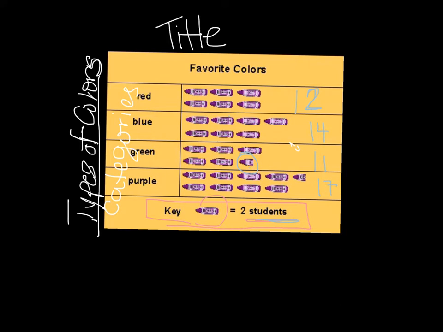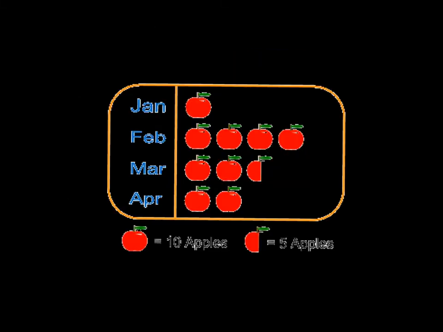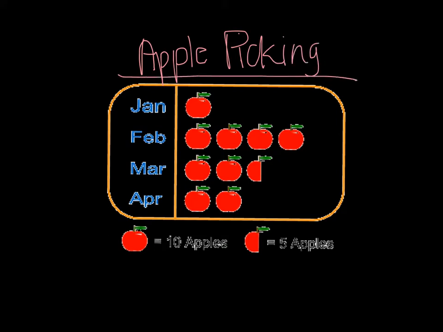I'm going to show you one more example that I found for you guys. Okay, here's another example of a picture graph, but you're going to notice it doesn't have a title. So maybe I'm going to come up with my own title for it, and I'm wondering if it's the number of apples picked in these months. So I'm going to call it apple picking. Okay, and my categories are over here. My categories are January, February, March, and April, so my categories are months. So I'm going to go ahead and put months over here.